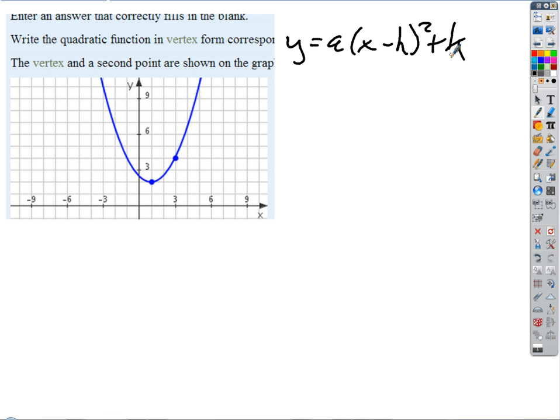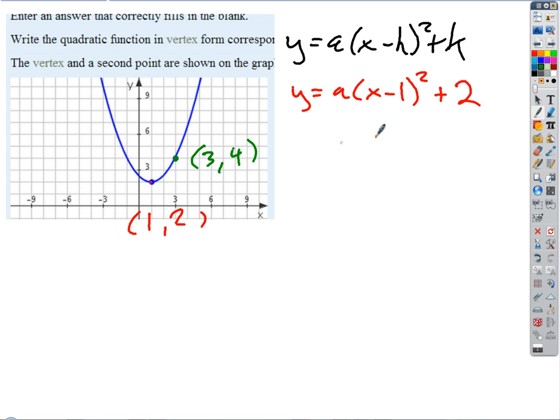So what are h and k? There's the vertex. What are the coordinates? (1, 2). So h is 1, k is 2. So if we plug those in, y equals a times (x minus 1) squared plus 2. How do I get a? Plug in the other point, good. So if we plug in the coordinates of the other point, that's x equals 3, y equals 4. So we get 4 equals a times (3 minus 1) squared plus 2.